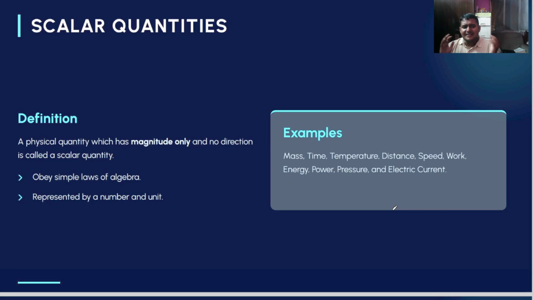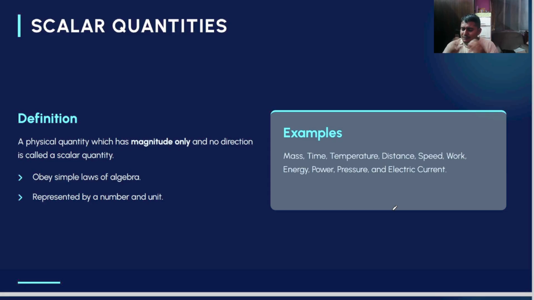So what is a scalar quantity? A quantity which has magnitude only and no direction is called a scalar quantity. Meaning here we will not see the direction. Examples of scalar quantities are mass, time, temperature, distance, speed, work, energy, pressure, power, electric current. They obey the simple laws of algebra. They are represented by a number and a unit.